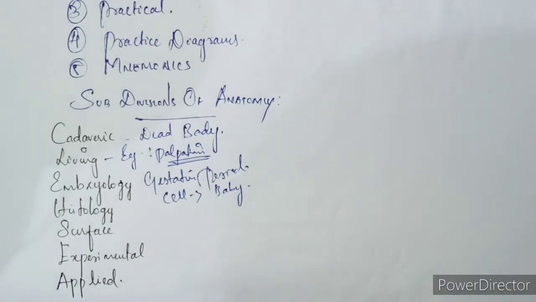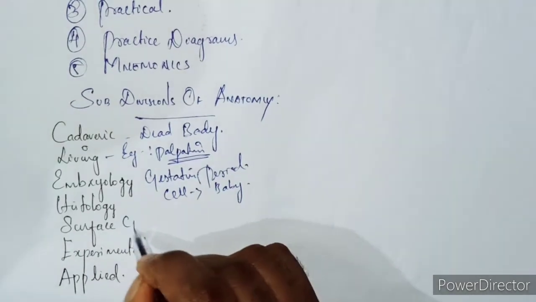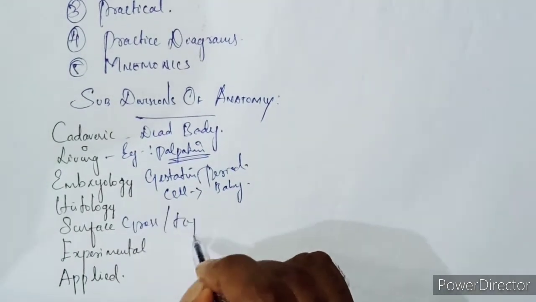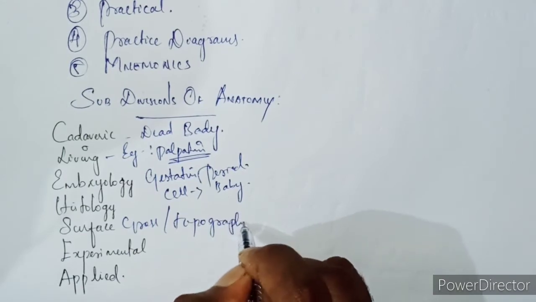Then we have surface anatomy. It is also known as gross or topographic anatomy.